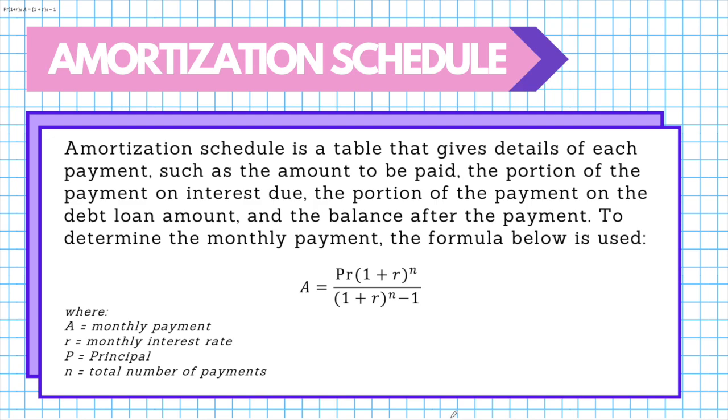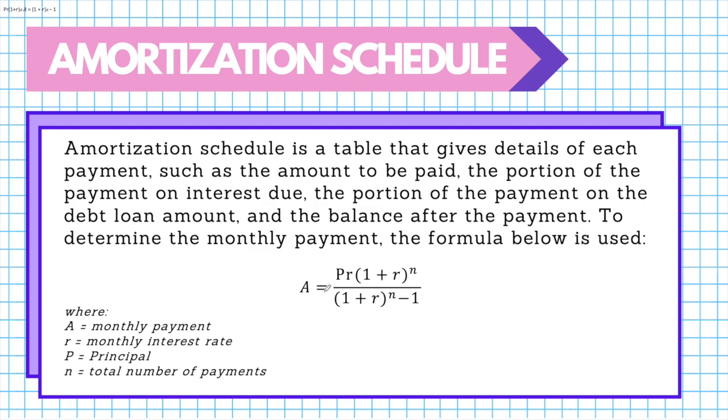An amortization schedule is a table that gives all of the details of each payment, such as the amount to be paid, the portion of the payment on each interest, the portion of the payment per the debt loan amount, and the balance after the payment. But to determine the monthly payment on each period, this formula is needed.